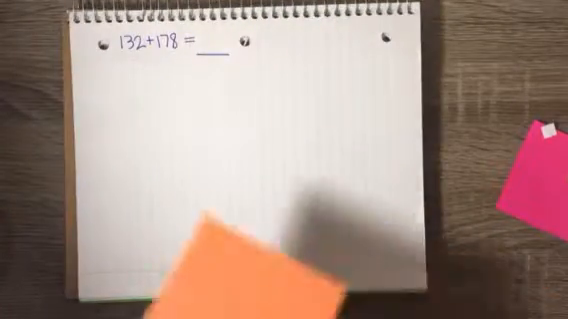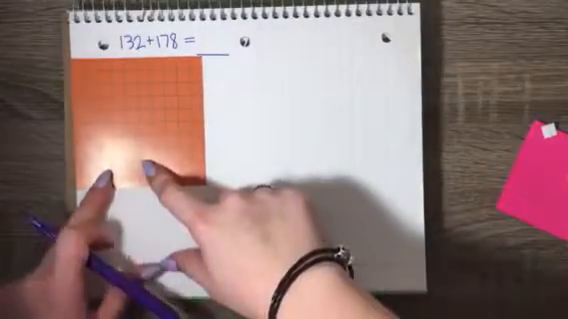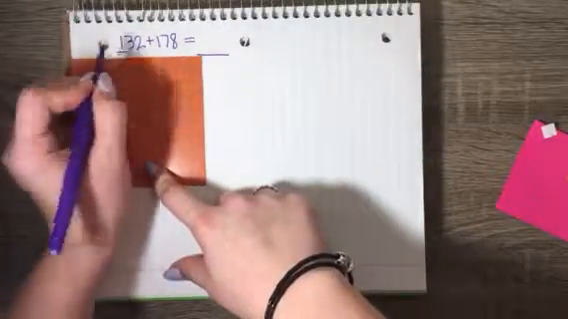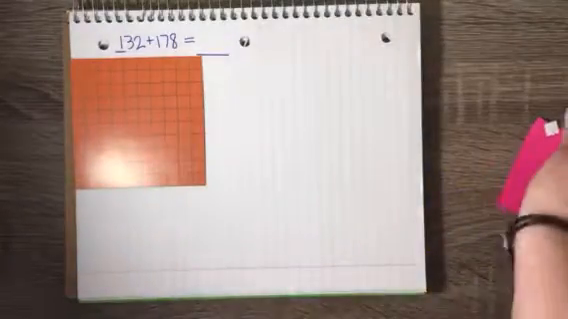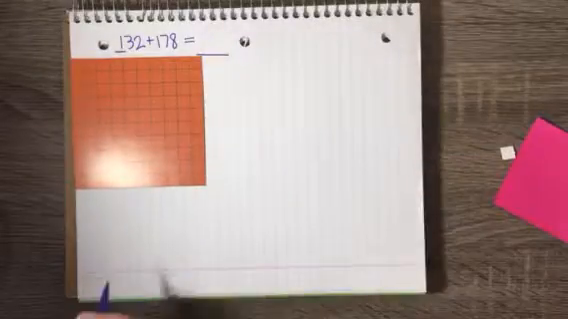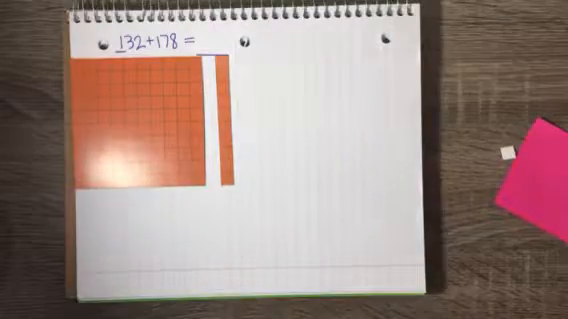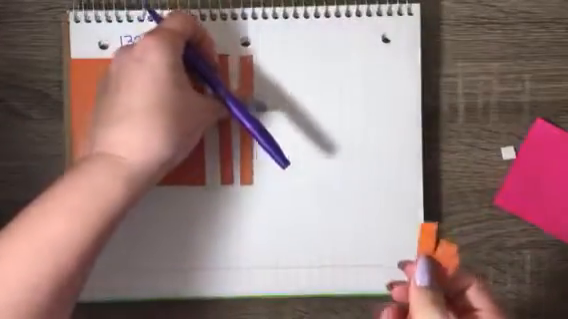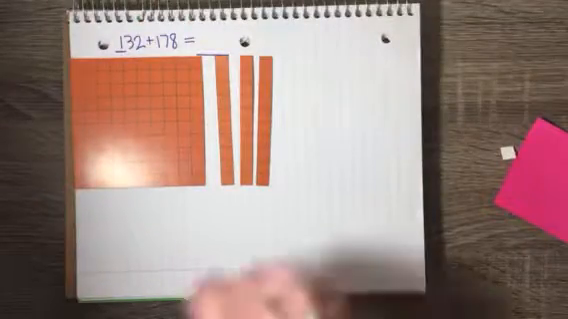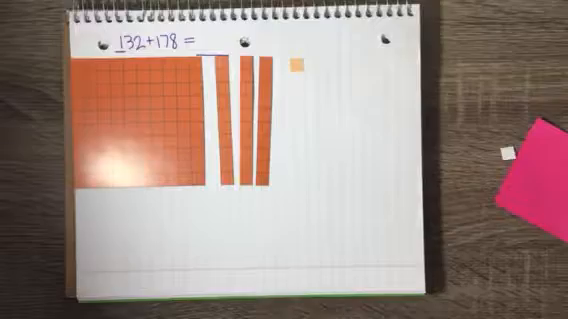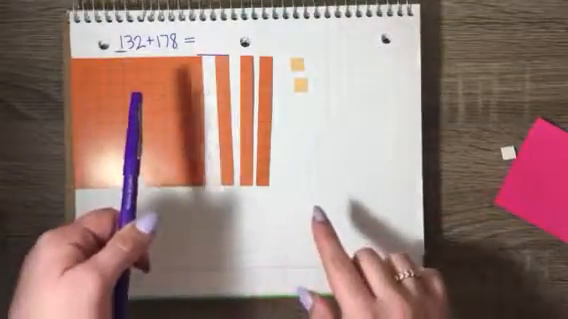So like we said before, this is our flat, and this stands for 100. So our 100's placed right here. We got one of these. We will need 3 of the longs: 1, 2, 3. And 2 of the teeny tiny bits: 1, 2. And this represents that first number, 132.